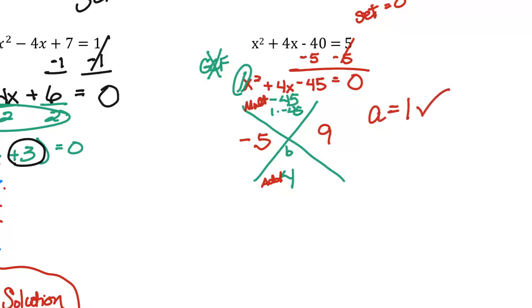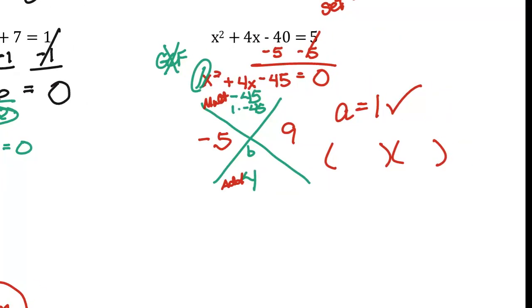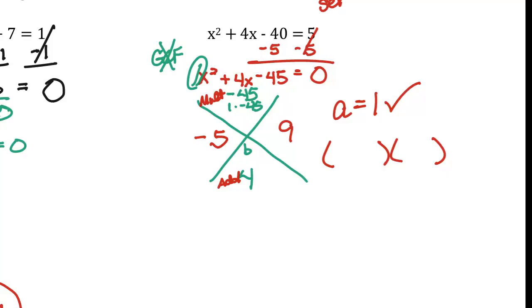We like that. So we set our 2 sets of parentheses here. I put an x in front, or whatever your variable is, up front. And then you write these values exactly as they are. So this is x minus 5 and x plus 9 equals 0.